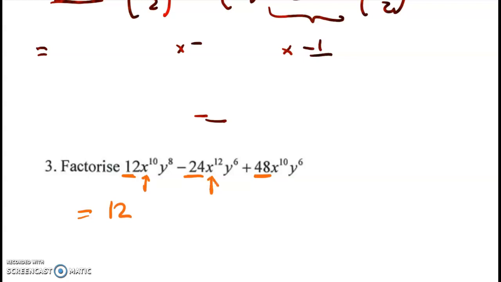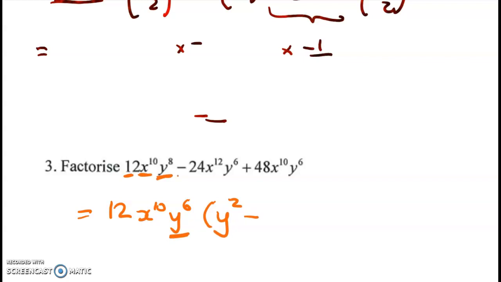The highest power in the x's here is x to the power of 10. The highest common factor in the y term is y to the power of 6. So we're going to pull all of that out as my common factor. And now we look at each term and ask what we need. Well, we've got 12, we've got x to the power of 10, but we've only got y to the power of 6, so we need another y squared.